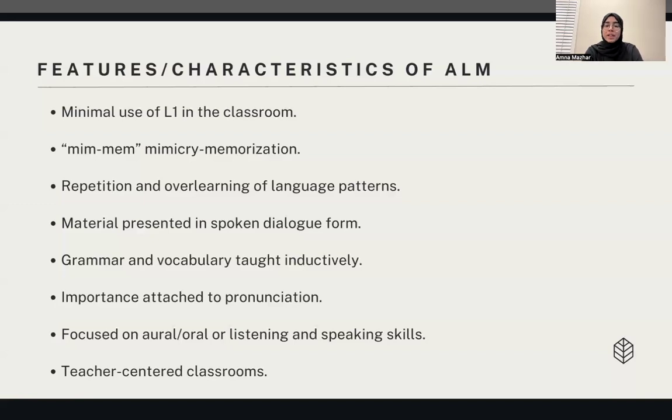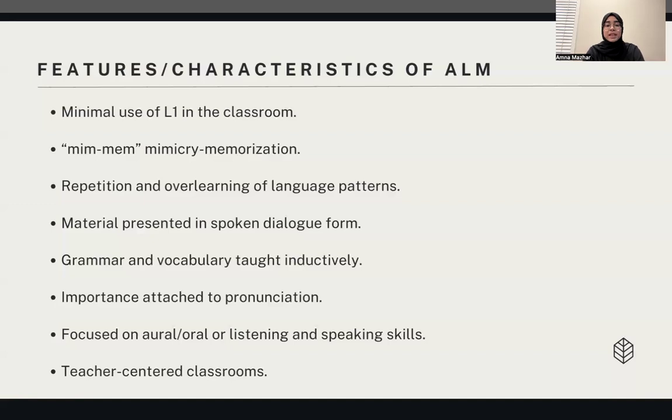Grammar and vocabulary is taught inductively. The focus of the lesson is not to teach the grammar. The teacher may briefly introduce them to the grammar points, but the main focus of the lesson will be teaching them the sentences or the vocabulary items as a whole.